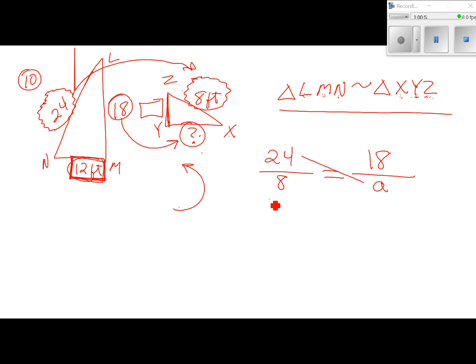We cross multiply, get 24a equals, cross multiply this way. Main thing here is to make sure that you match them up correctly. We cross multiply, and 8 times 18, you grab your calculator, 8 times 18 is 144. Divide both sides by 24. Again, you already got the 144 in your calculator there if you used it. So you just hit divided by 24, and you end up with 6. So that tells us that this missing part right here is 6 feet long.